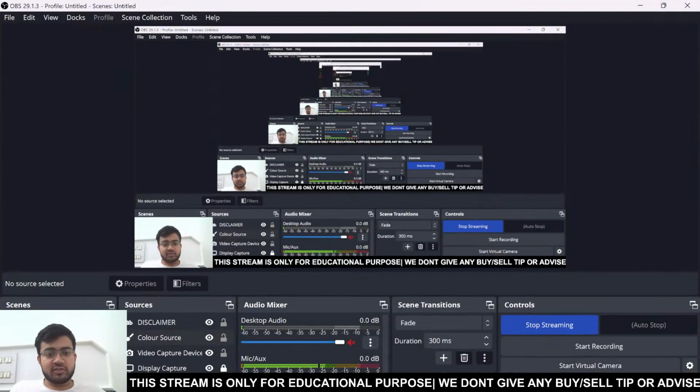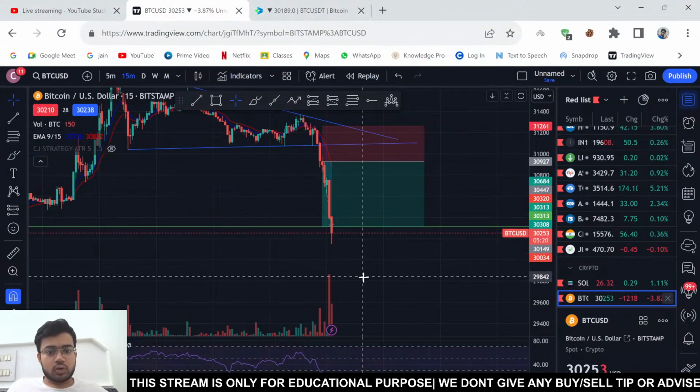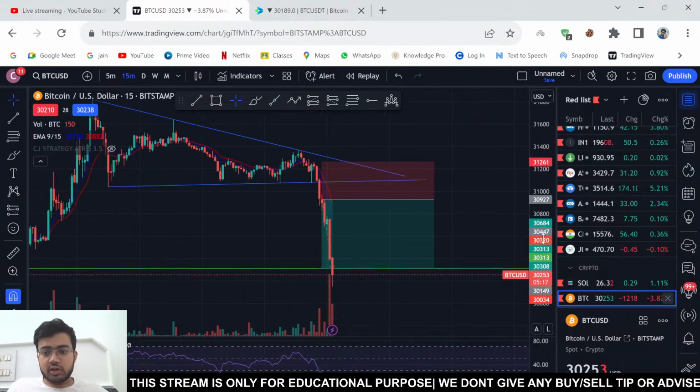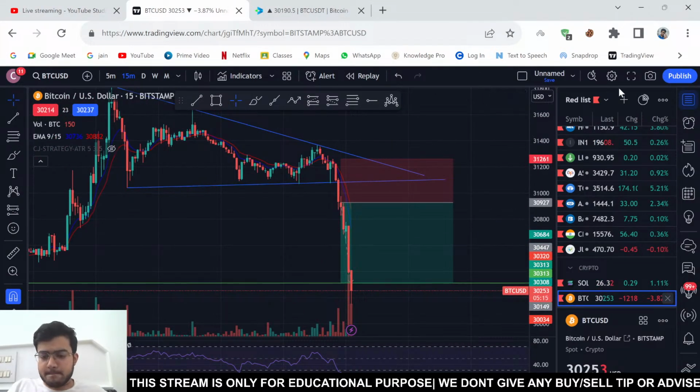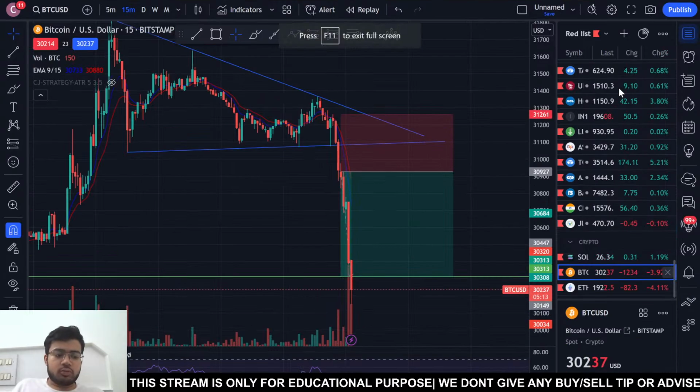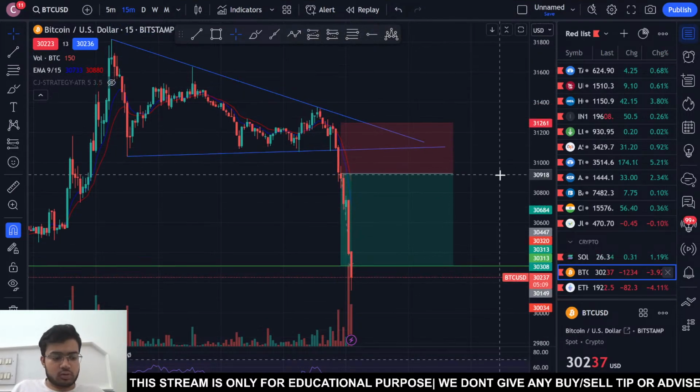So very good evening, guys. I think the stream is live, so I should also get started right away. So right now I was trading BTC, and this is what we are trading right now. Just give me 2 minutes just to check if the stream is live properly.